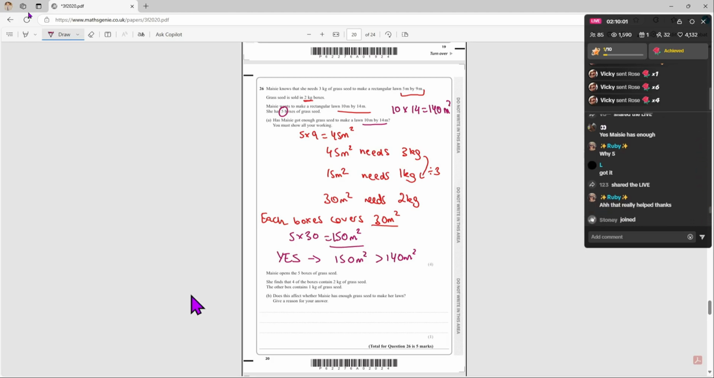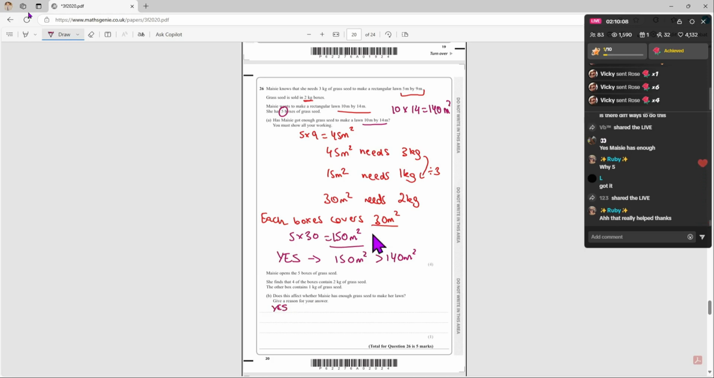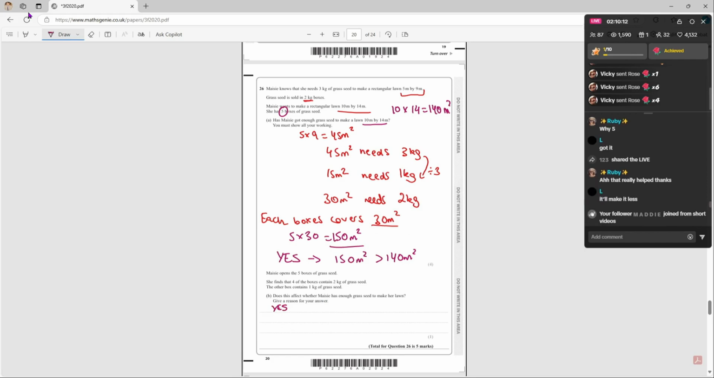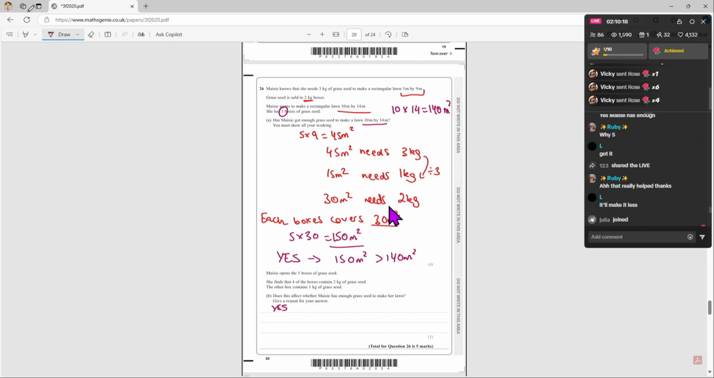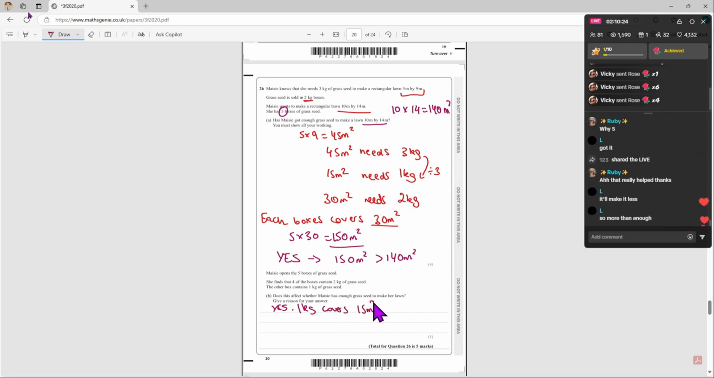So, does she have enough? Does it affect our answer? Of course it affects our answer. Because we know that 2 kg covers 30 meters squared, then 1 kg will cover 15 meters squared. So we know that 1 kg covers 15 meters squared.